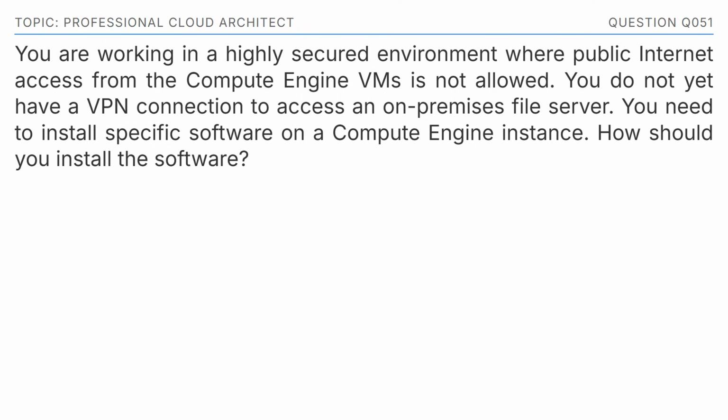You are working in a highly secured environment where public internet access from the Compute Engine VMs is not allowed. You do not yet have a VPN connection to access an on-premises file server. You need to install specific software on a Compute Engine instance. How should you install the software?